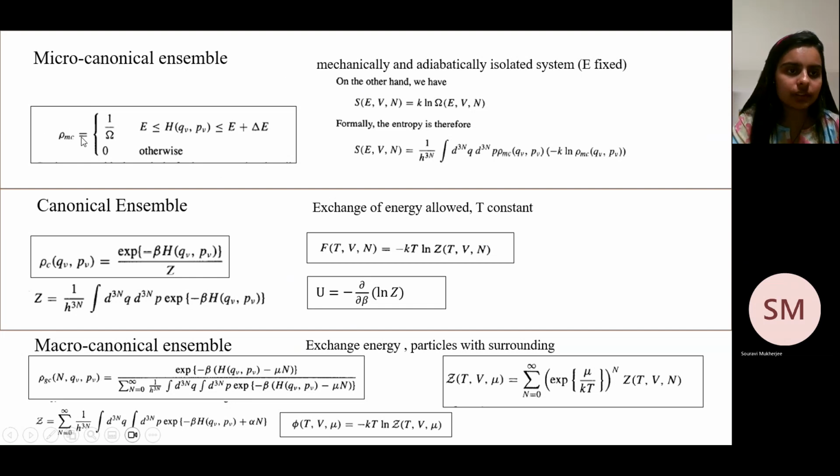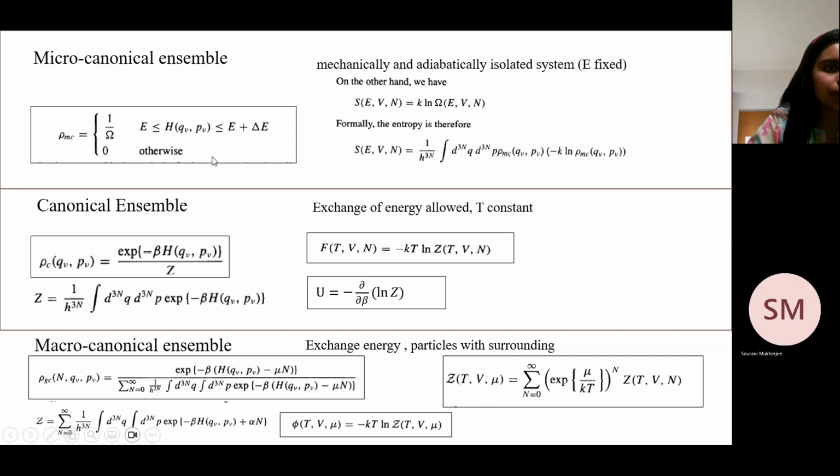And there you have the equilibrium phase space density given by 1 by omega, where omega is the number of microstates corresponding to this energy E to E plus dE, so that your system lies in this energy level. So omega is the number of microstates corresponding to this condition, right? And for all other cases, it's zero.